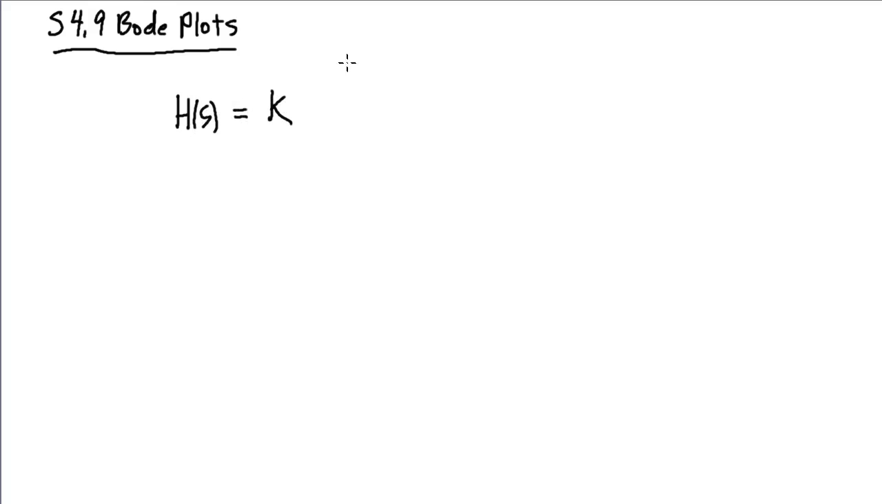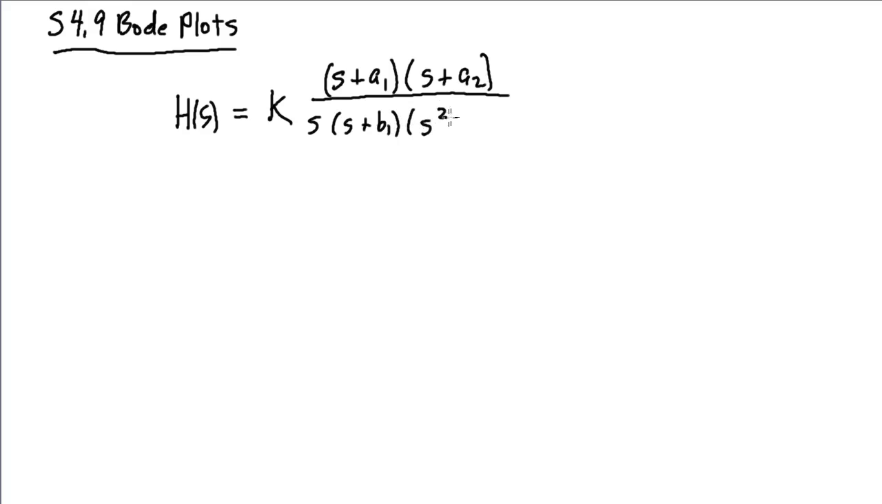So consider starting with a transfer function in this form. There could be a gain term, and then we'll have a simple real zero term, actually a couple of real zero terms, and then we'll include a pole at the origin, a pole at B1, and then we'll include a second order term that would correspond to a complex conjugate pair of poles.